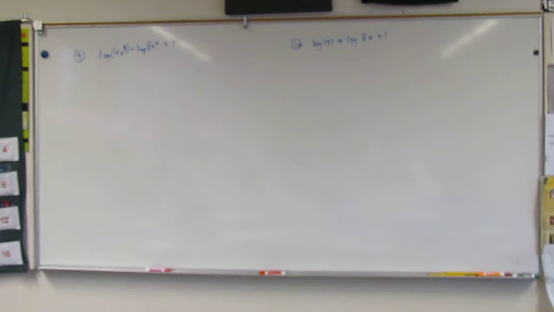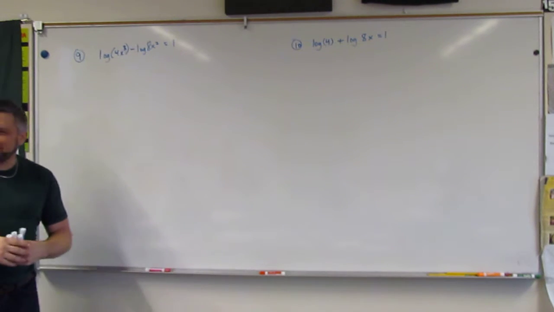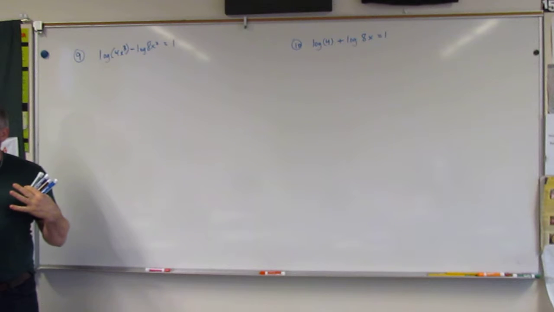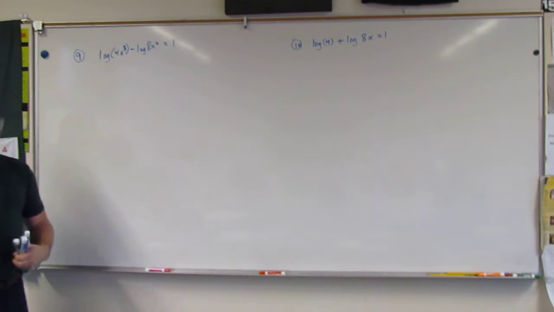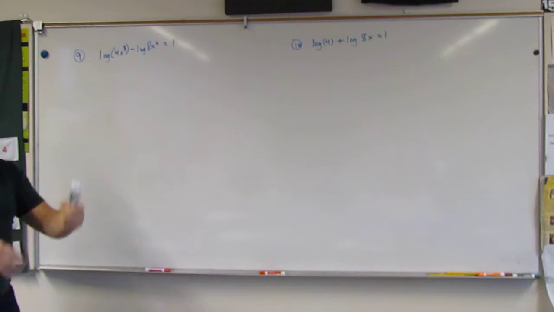Alright, ready? We got number 9 and 10. Are you ready? Okay. So when we minus, what are we doing? Divide. Good. You got to remember, when you're subtracting logs, you're really going to divide them. You're going to pull them together by dividing.